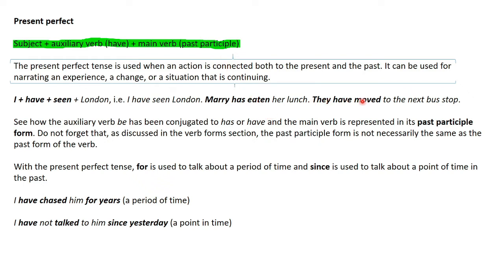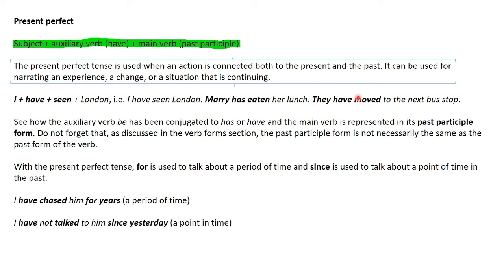They have moved to the next bus stop. They have, the auxiliary for third person plural they. Moved is the past participle form of the root verb move. In case of move, both the past form and the past participle form are the same, that is move, moved, moved.